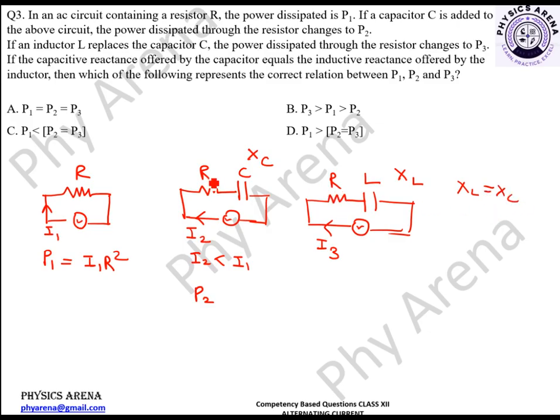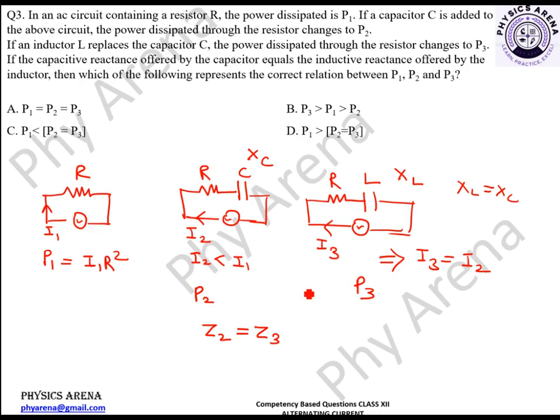So we can say that the impedance offered by circuit 2, Z2, is equal to Z3, because the value of R is the same and the value of XL is equal to XC, as given in the question. This will imply that I3 and I2 are both the same. And now the power dissipated in circuit 3 is P3.